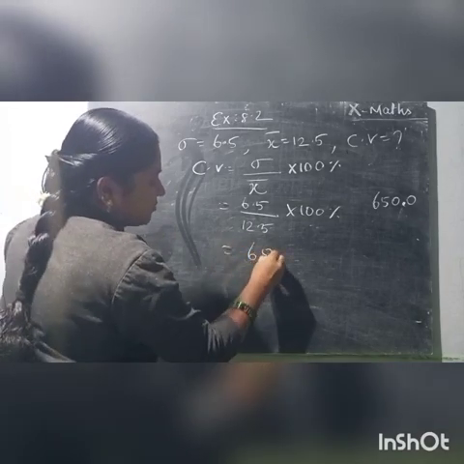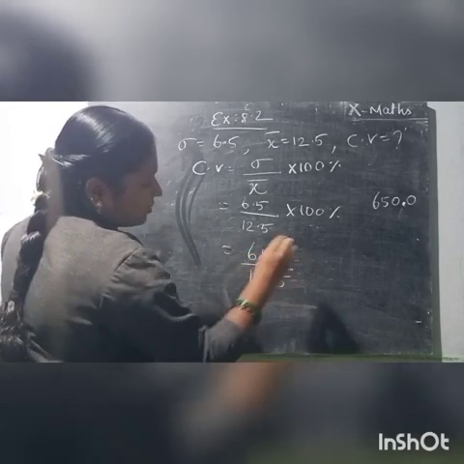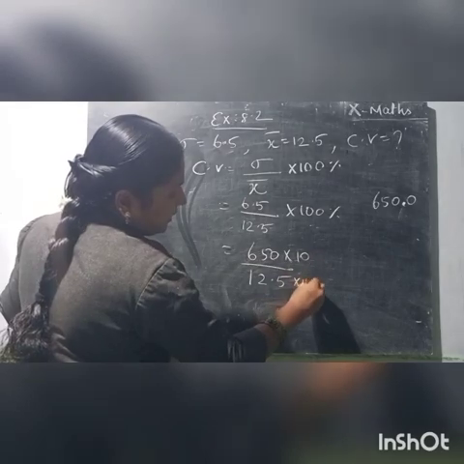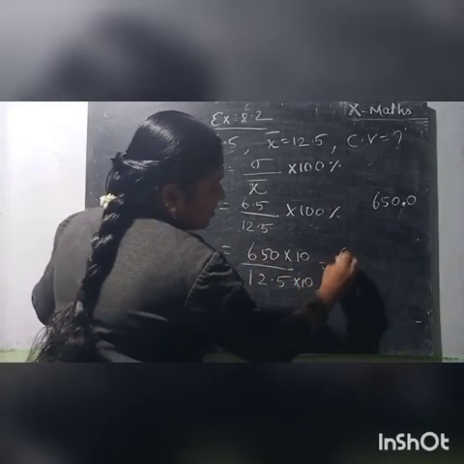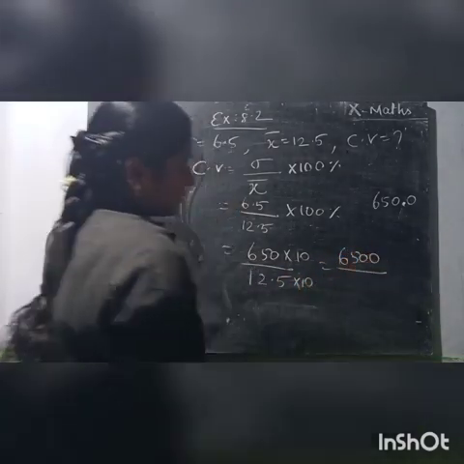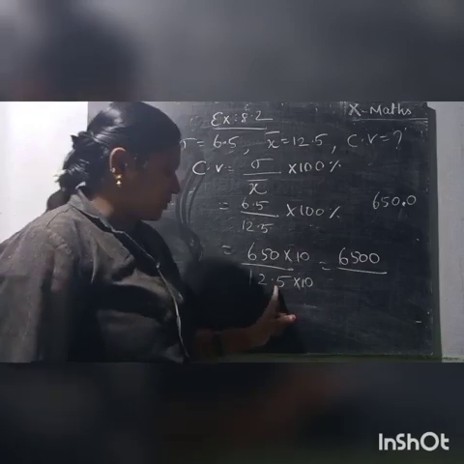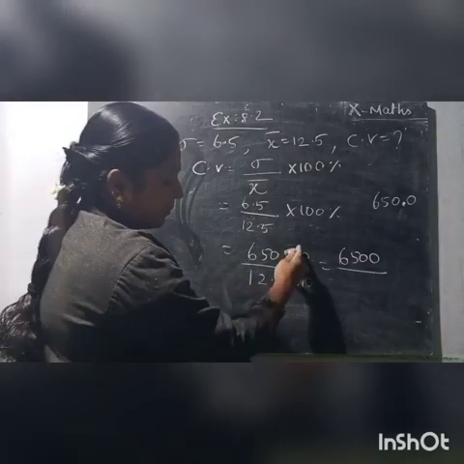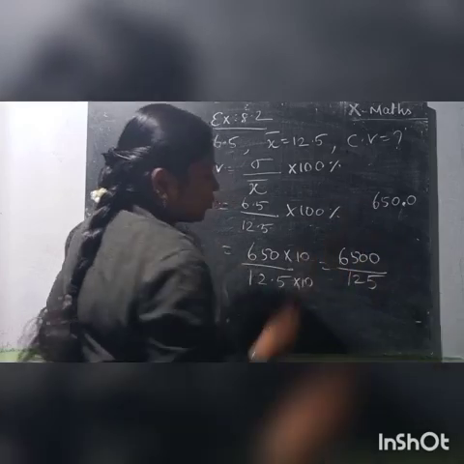So you will get 650 by 12.5. So multiplied by 10, you will get 6,500 by 125. See, in the denominator we have one decimal place, so we should multiply it by 10. So we will get 125.